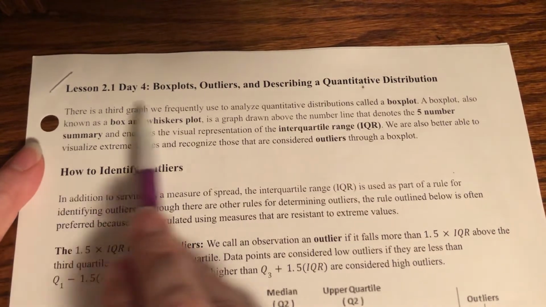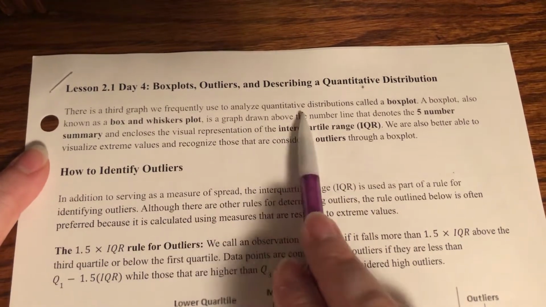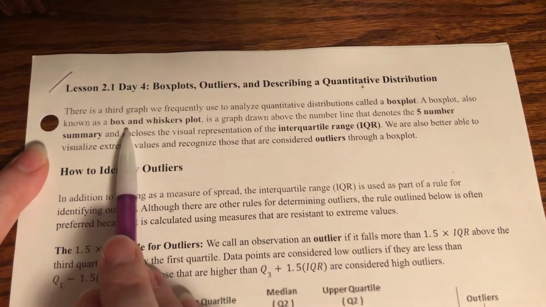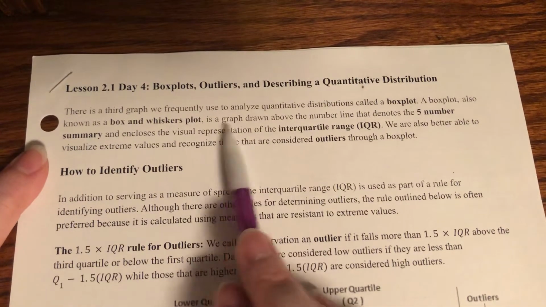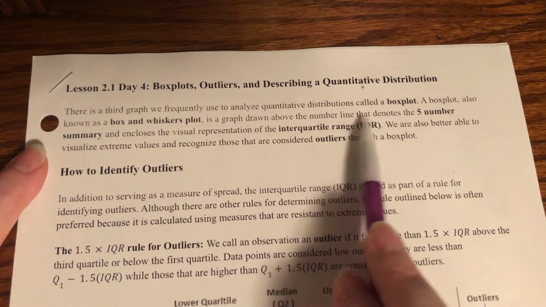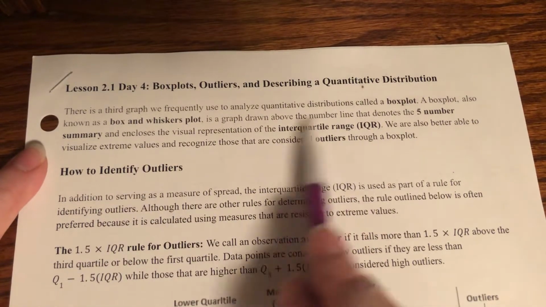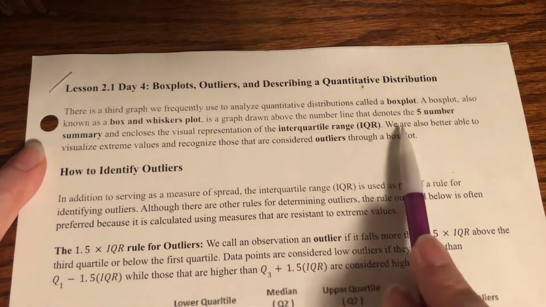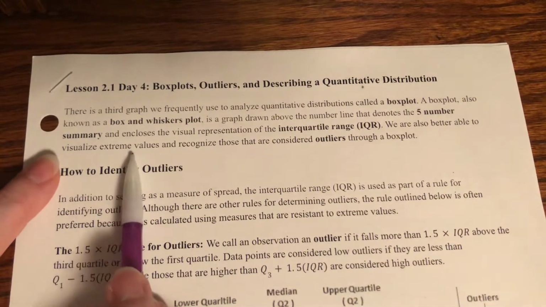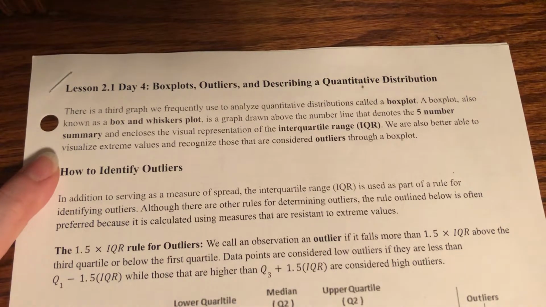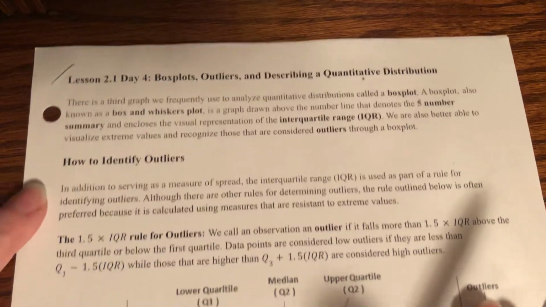All right, so there's a third graph that we frequently use to analyze quantitative distributions called a box plot. A box plot, also known as a box and whiskers plot, is a graph drawn above the number line that denotes the 5-number summary and encloses the visual representation of the interquartile range, the IQR. We are also better able to visualize extreme values and recognize those that are considered outliers through a box plot because they're actually graphed separately from the rest of the data.